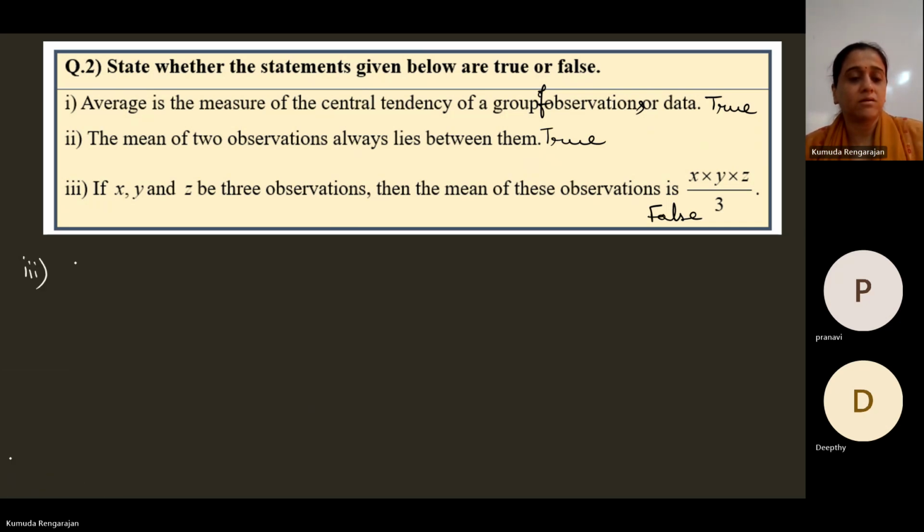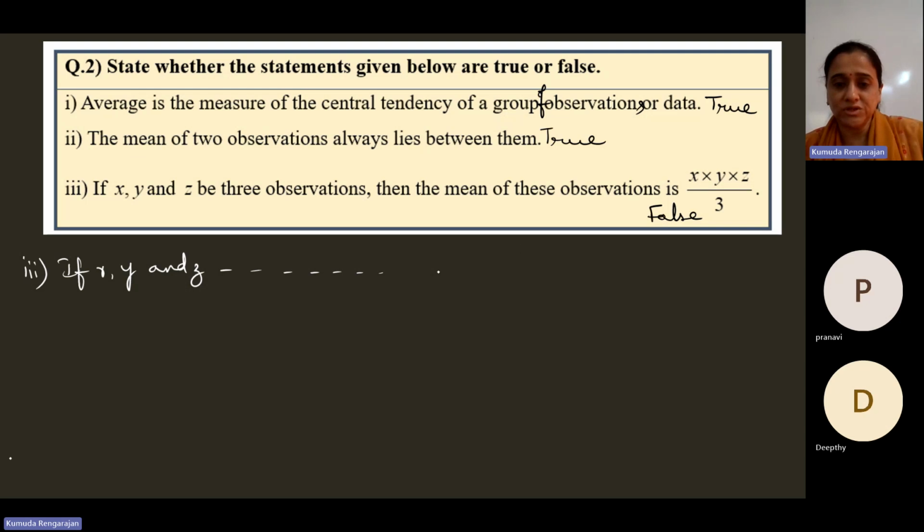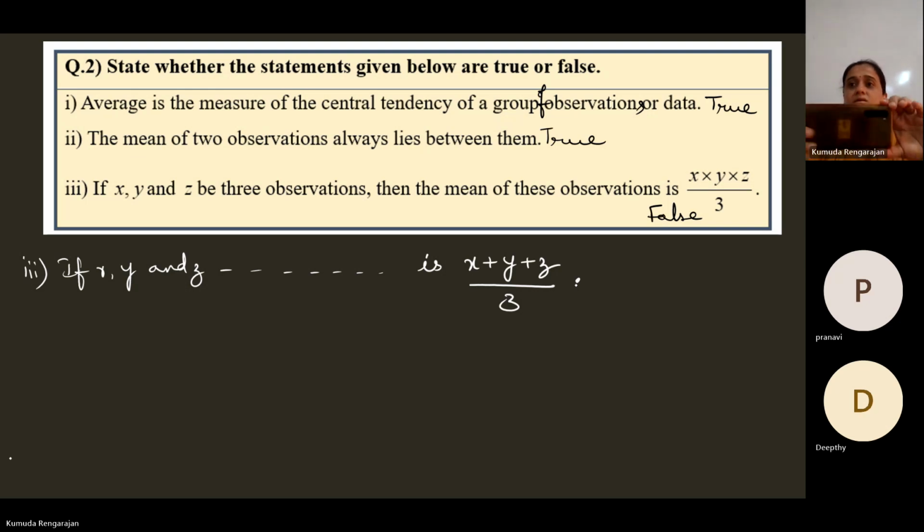If X, Y, and Z be 3 observations, then the mean of these observations is add the 3 values and divide by 3. Correct? This is the correct statement. X plus Y plus Z divided by 3. Correct?